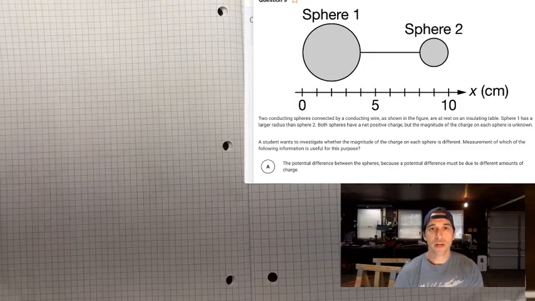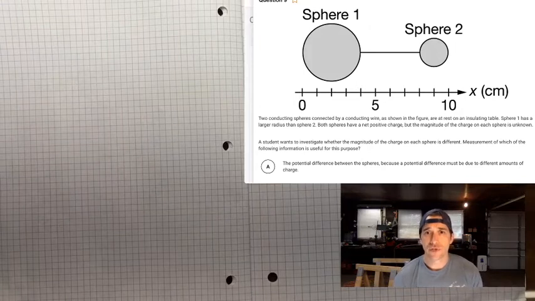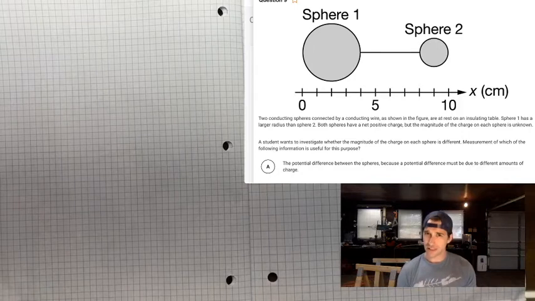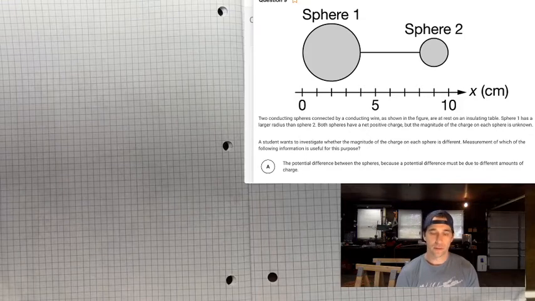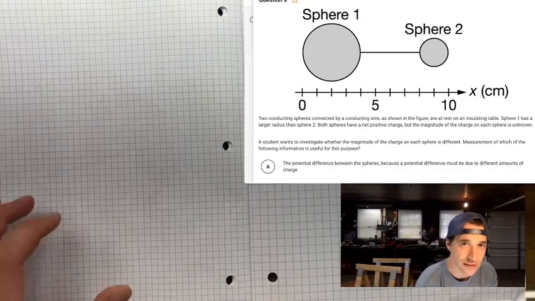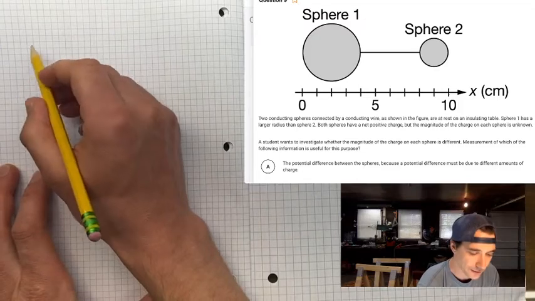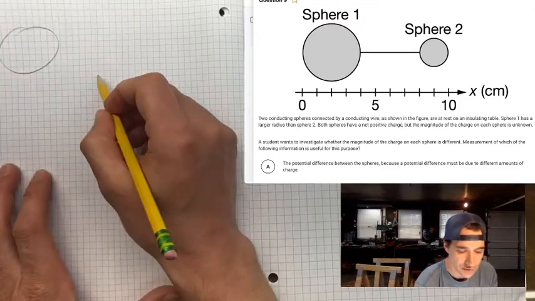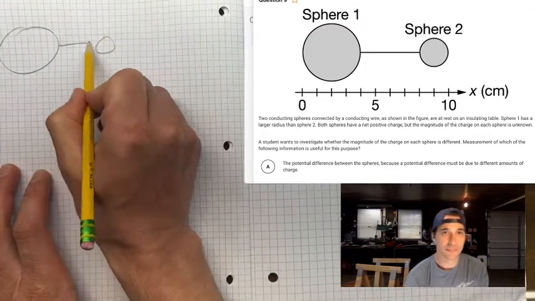Let's read the question. A student wants to investigate whether the magnitude of charge on each sphere is different. Measurement of which of the following information is useful for this purpose. So let's first see if we can answer that question. Do the two spheres have a different amount of charge? Okay, so I'm just going to draw my picture of these over here. My large sphere, my smaller sphere, and they're connected.